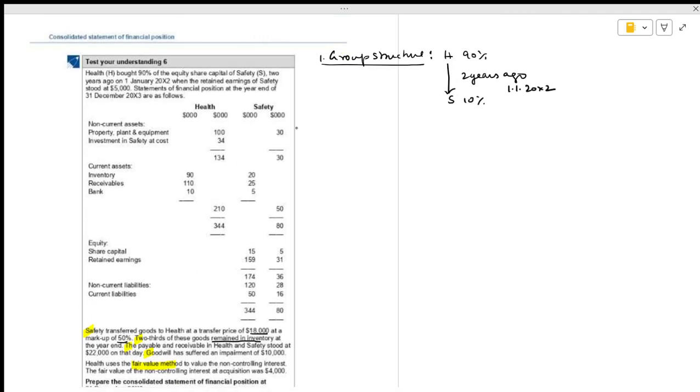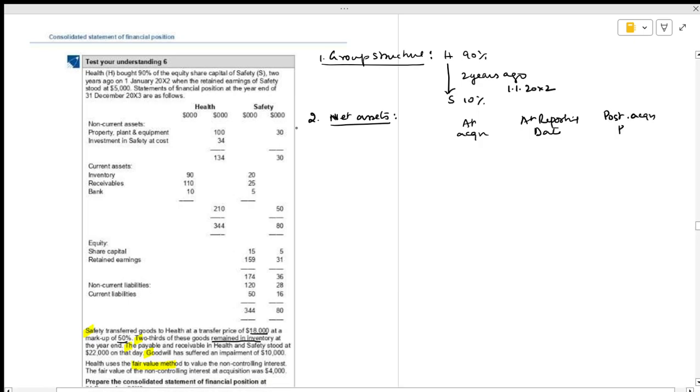Next, what do you have to do? Step 2 is net assets: at acquisition and at reporting date, and the post acquisition profits. How much is there? Just take it down. Share capital will remain the same more or less.